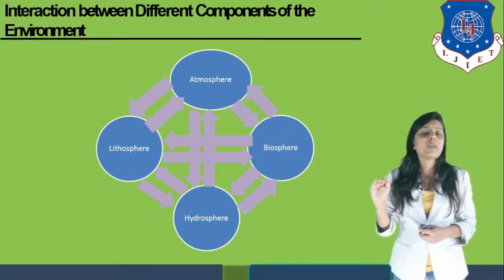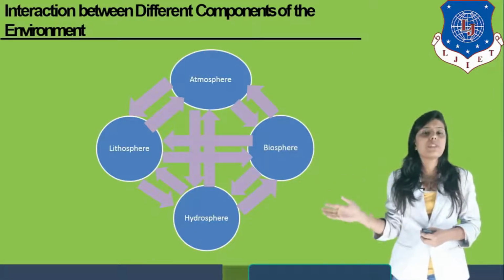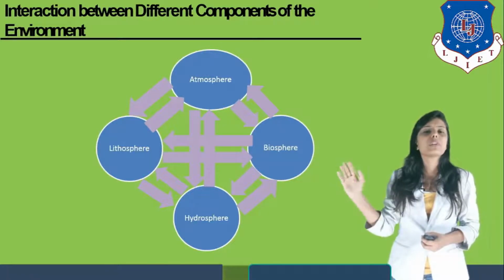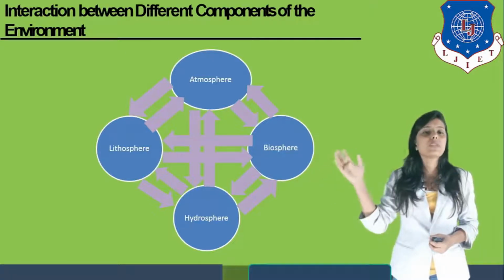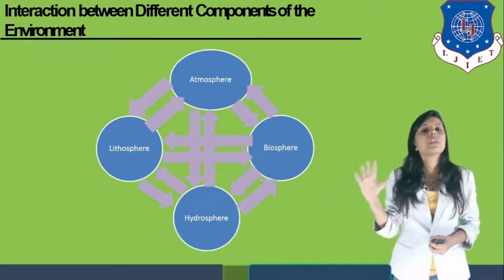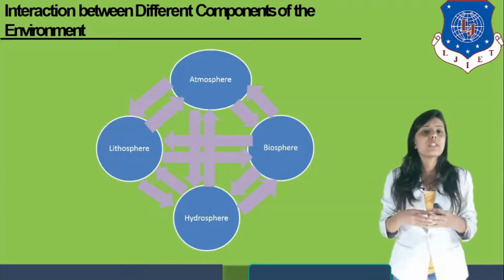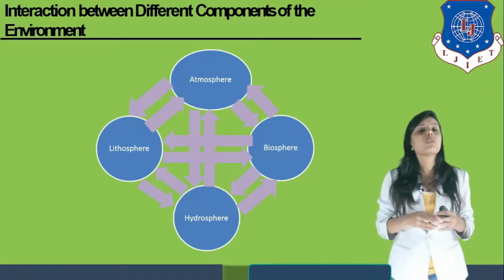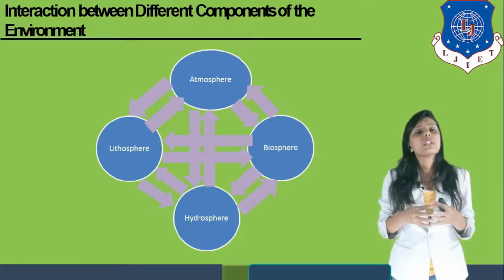Energy is going from biosphere to atmosphere also, from atmosphere to biosphere also, from hydrosphere to biosphere, biosphere to hydrosphere, lithosphere to hydrosphere, hydrosphere to lithosphere, atmosphere to lithosphere, and lithosphere to atmosphere. So this is how the energy is flowing in two-way directional. Bidirectional energy flow is there. From lithosphere to biosphere also the energy is flowing in both the directions, right? So the energy is flowing in each component of the environment.